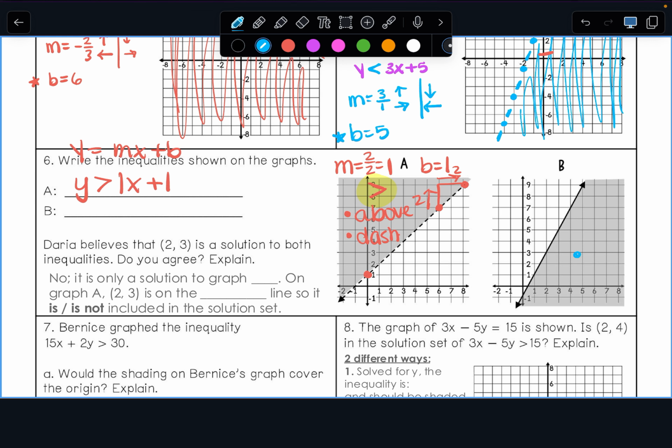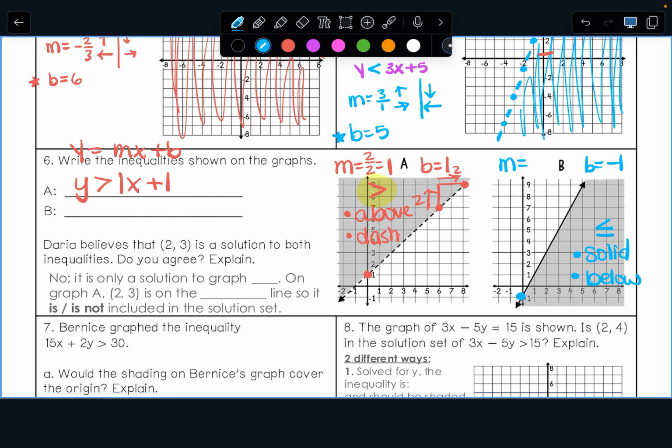Let's figure out what inequality, solid or dashed. Is this shaded above or below? Below. So that tells us we're going to use what inequality? Less than or equal to. Below, less. Okay? To write the equation part, we need the slope and the y-intercept. What's the y-intercept? -1. Okay.